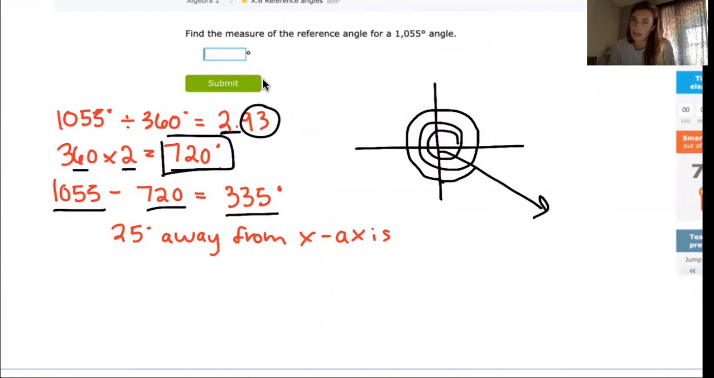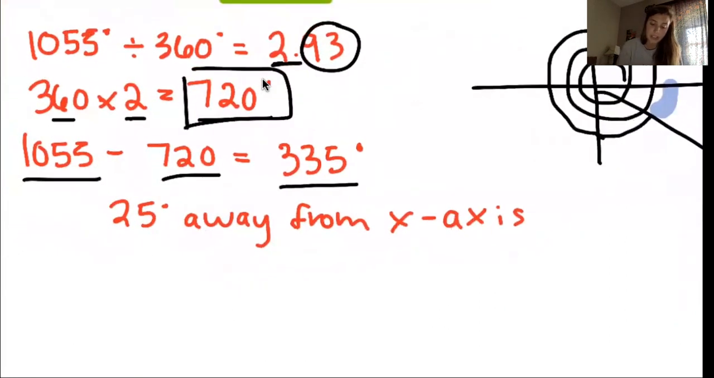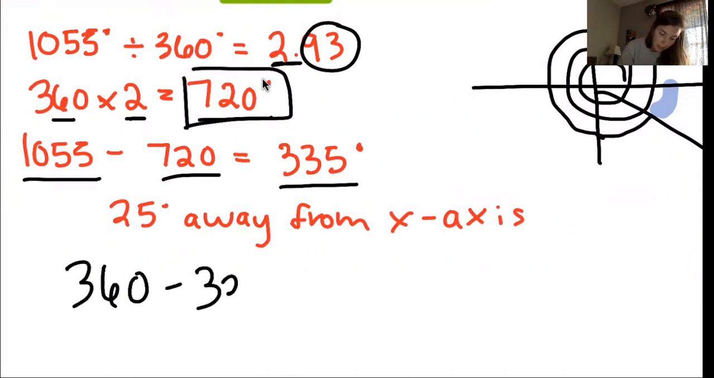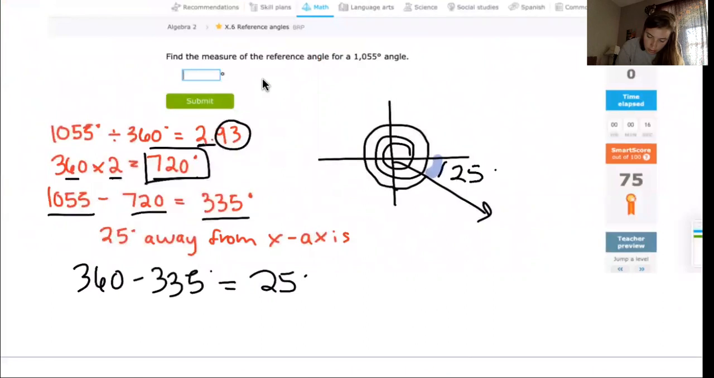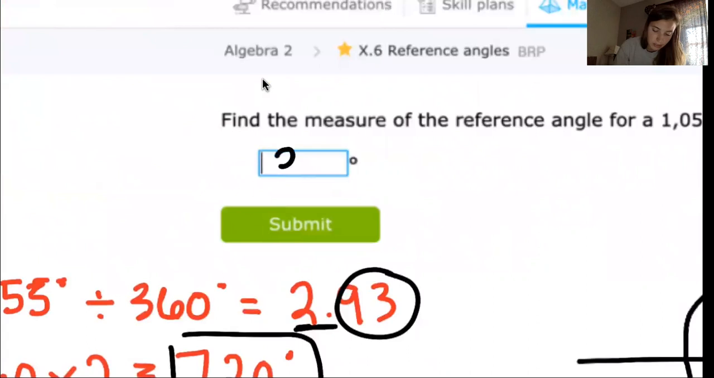So reference angle, what's the closest way for me to get to the x-axis from that point that I just showed you? Well, it's this little angle in blue. That's the shortest way to get back to the x-axis. 335, that is 25 degrees away from 360. So 360 minus that 335 gives me the 25 degrees. So this little angle there is only 25 degrees. So that means that's my reference.